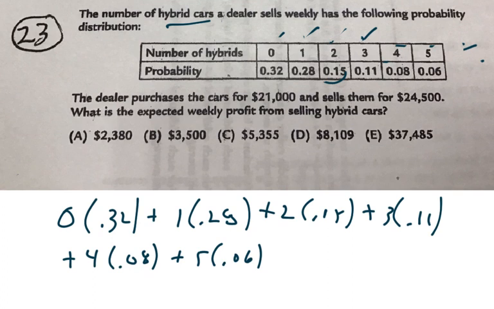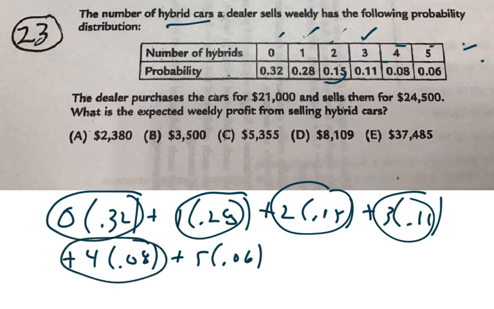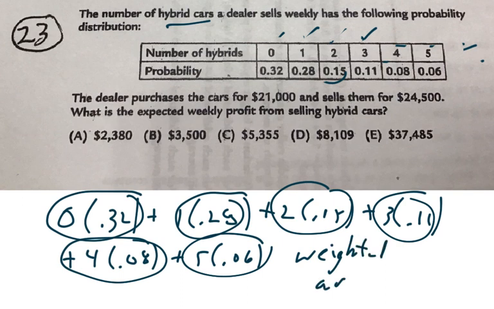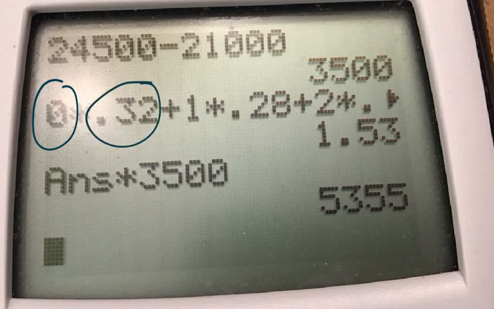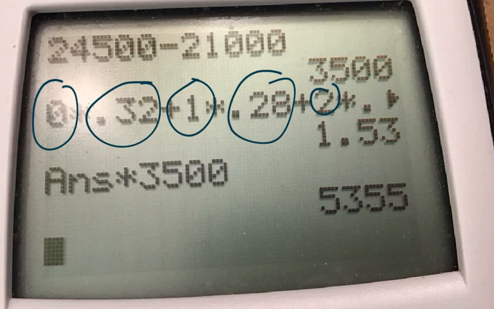So basically, if I take each value times their percentage and add them together, I get what we call a weighted average. And that weighted average is actually the mean of our probability distribution here. So, long story short, you would take the calculator and go 0 times 0.32 plus 1 times 0.28 plus 2 times 0.15, and so on. And you would get 1.53 average cars sold in a given week.